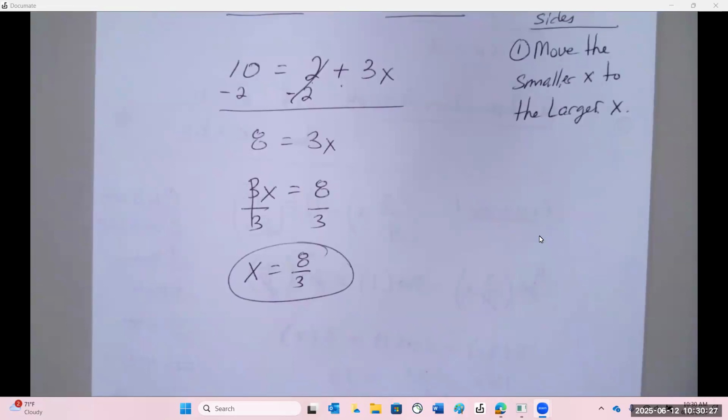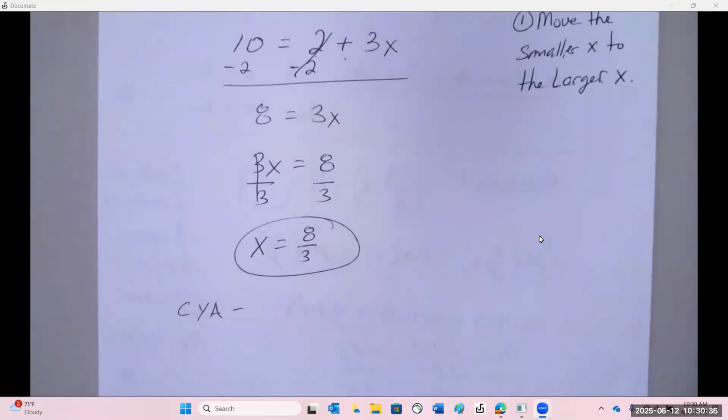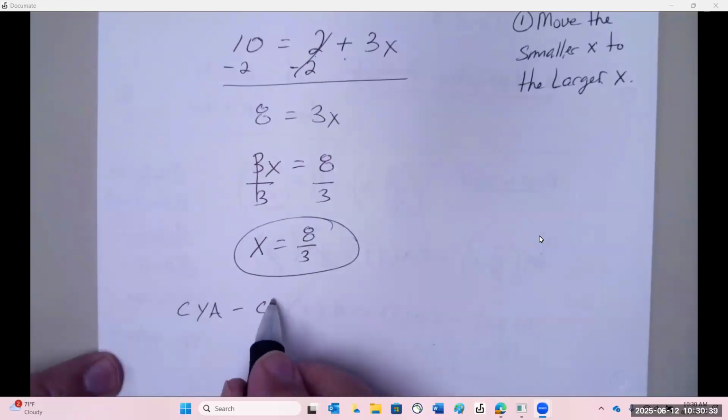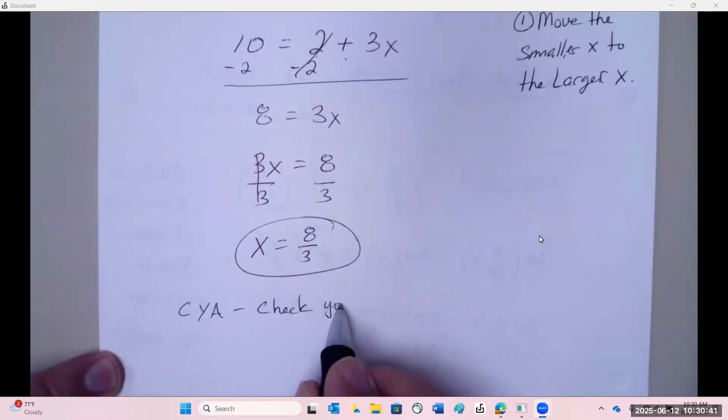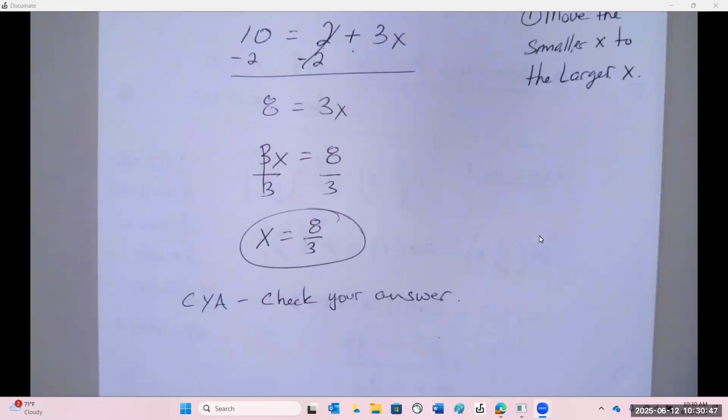And then you should always CYA. Check your answer. Because before you hit enter on a homework or a test and you're solving for a variable, you should know if it's right or wrong before you ever hit enter. There should be no reason you should ever make anything less than 100 on any assignment or test.